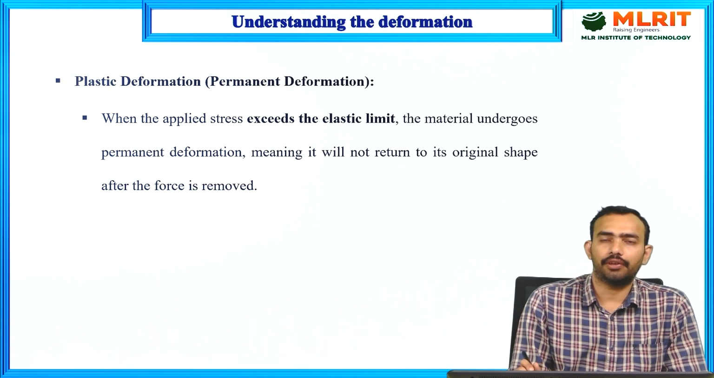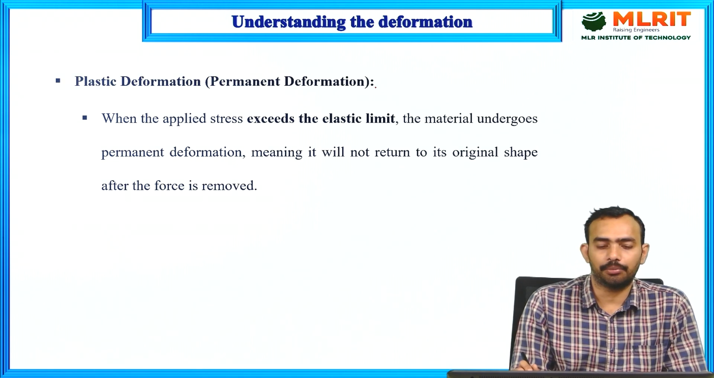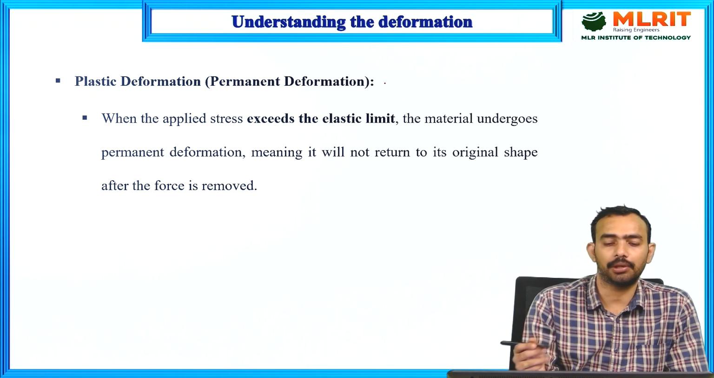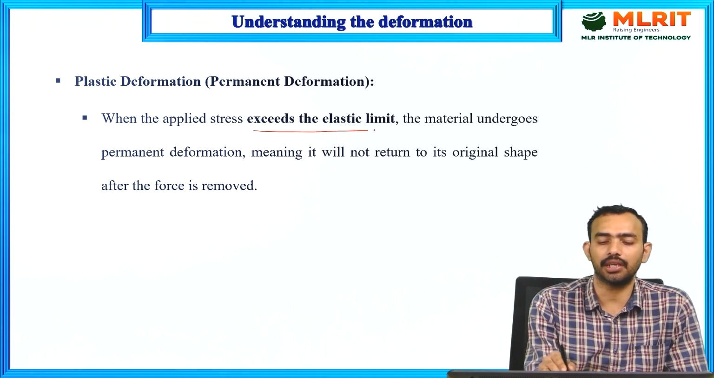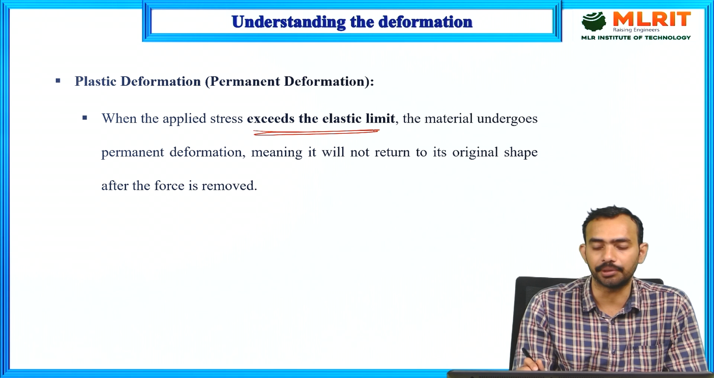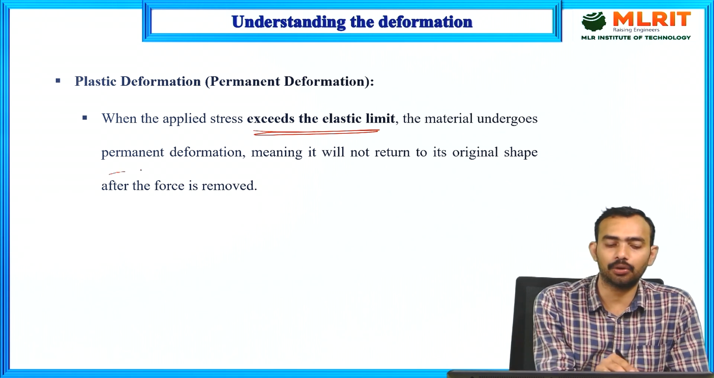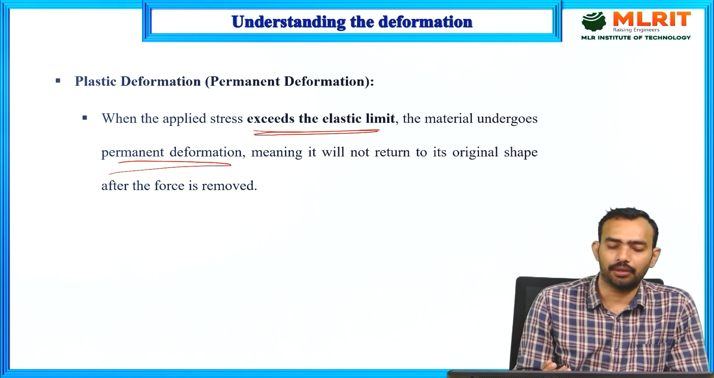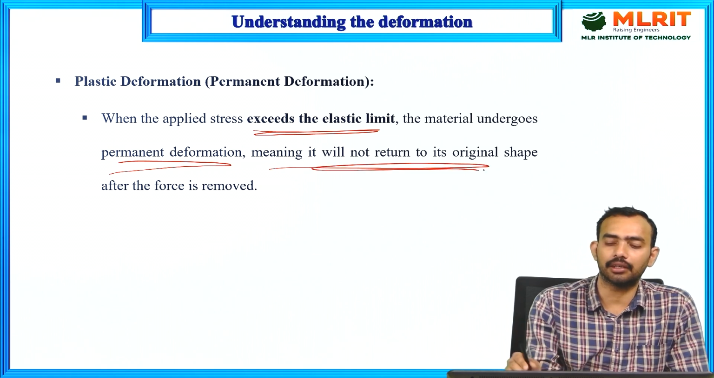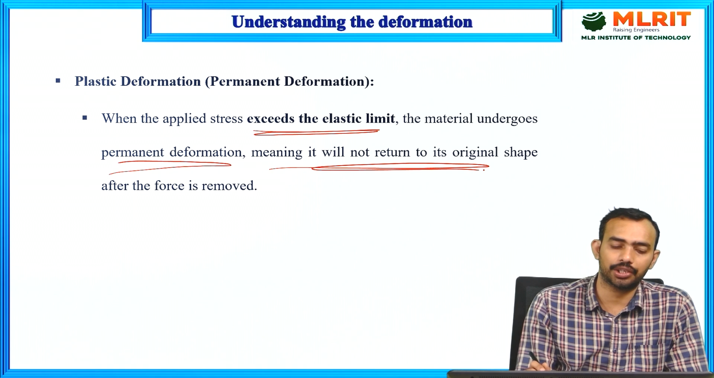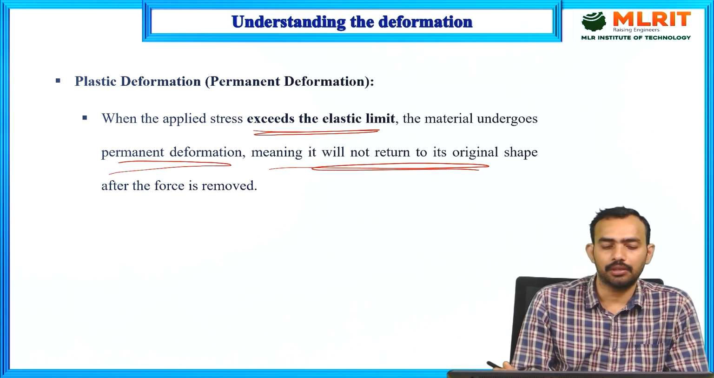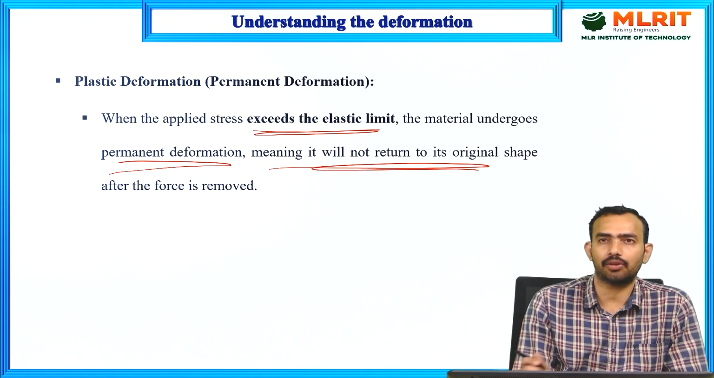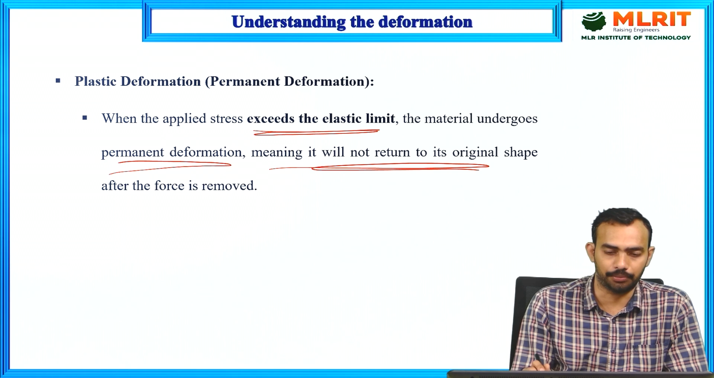When we consider plastic deformation, it is also considered a permanent deformation, where the applied stress exceeds the elastic limit, and so the material will undergo a permanent deformation. Its shape will be deformed. Meaning it will not return to its original shape after the stress or the force has been removed from the material. So it permanently creates a certain deformation within the material, right? That is considered a plastic deformation.